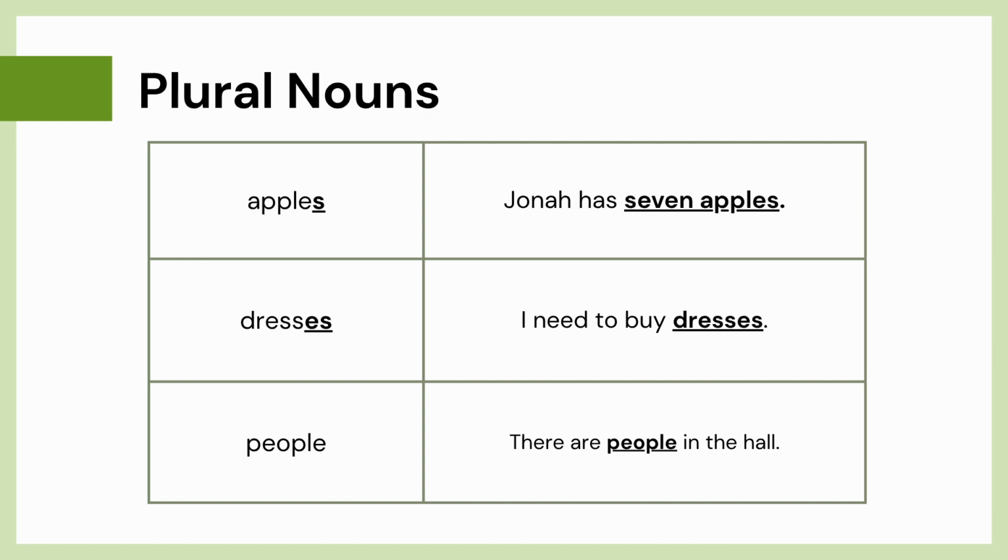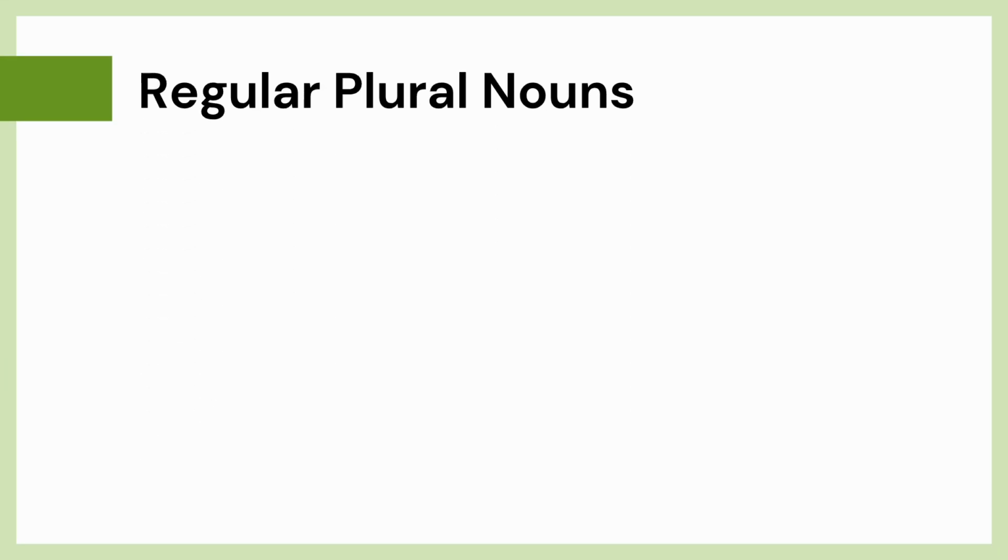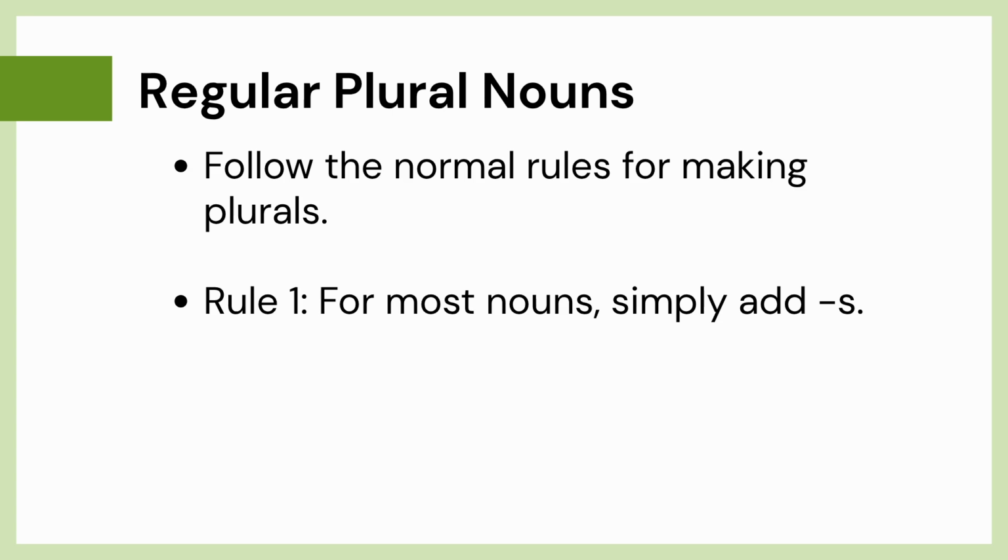Under plural noun, we also have 2 types, regular and irregular plural nouns. Regular plural nouns, regular, means these are the nouns that follow the normal, the regular rules for making plurals. It can be a bit tricky to know when a noun is regular or irregular, or how to change singular nouns to plural nouns.